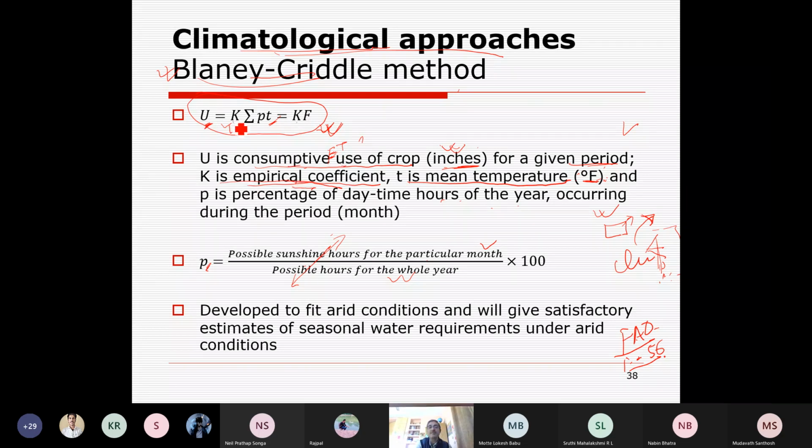We have the empirical coefficient K, and this is summed to make the year condition, like a season has 4 months, so it is the summation of all 4 months from 1 to 4. P is the percentage of daytime hours, that is sunshine hours, with respect to the whole year, and T is the temperature in Fahrenheit. Now, this was developed to fit arid conditions. The Blaney-Criddle method is more suitable for arid climates and will give a satisfactory estimate of water required. Arid condition, seasonal. It does not work well for daily conditions.